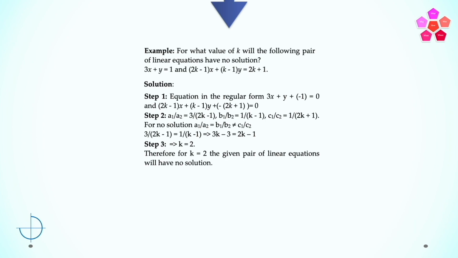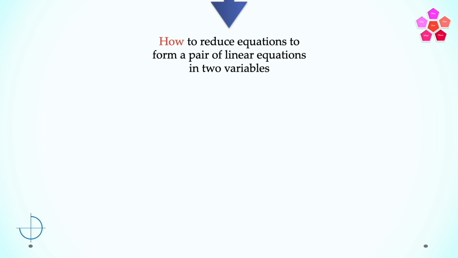We have learned a simple concept of solving a pair of linear equations in two variables, both graphically and algebraically. But sometimes equations do not look as if they are a pair of linear equations in two variables. For those situations, we have the age-old process of simplification, or reducing the equations to form a pair of linear equations. So, how do we reduce equations to form a pair of linear equations in two variables?